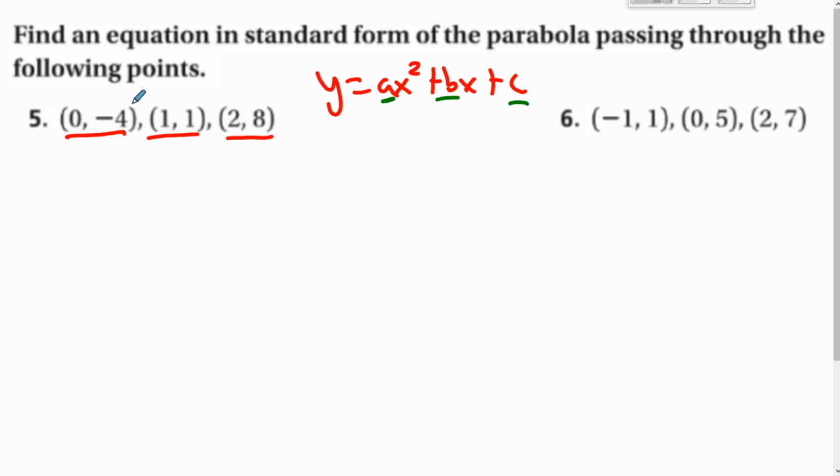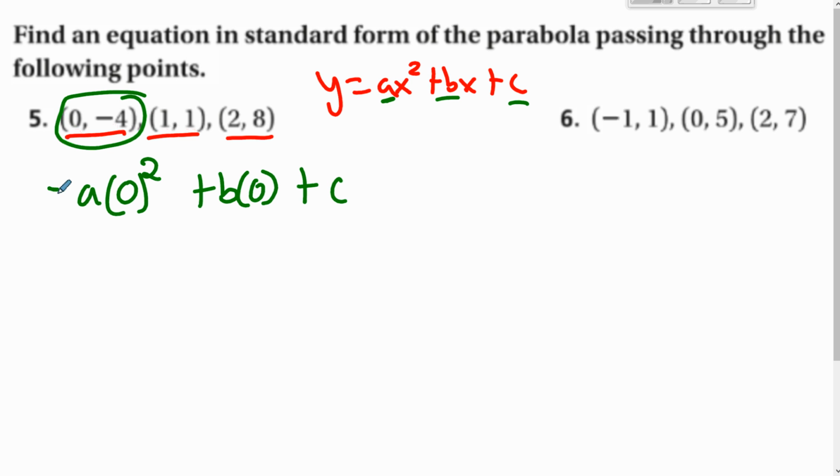Well, you always want to start with the point that is 0, negative 4. So I'm going to plug my x in as 0. So a times 0 squared plus b times 0. That's my a times my x squared, and then plus c equals my y. Well, my y is negative 4. So if I solve this, I get c is equal to negative 4.